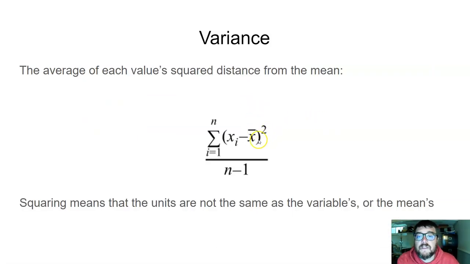To calculate the variance, you take the mean and subtract it from each individual observation and then square it. You add those all up, and that means that the units are not the same as the original variable or the mean, which limits the interpretation of variance. Then you divide by the sample size minus 1. This gives you the sample variance. This capital sigma is the sum sign, so we're summing from the first observation to the sample size.